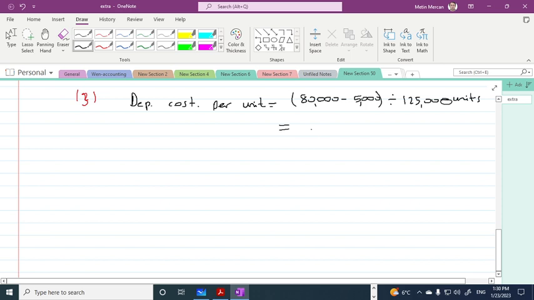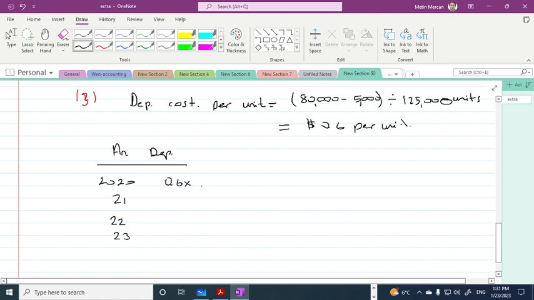So in this case, you will find 0.6, 60 cents per unit depreciation cost. So if you find the annual depreciations under the unit of production method, for years 21, 22, and 23, 0.6 multiplied by how much it is?